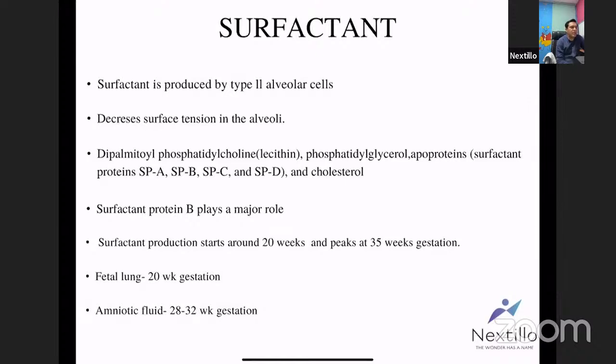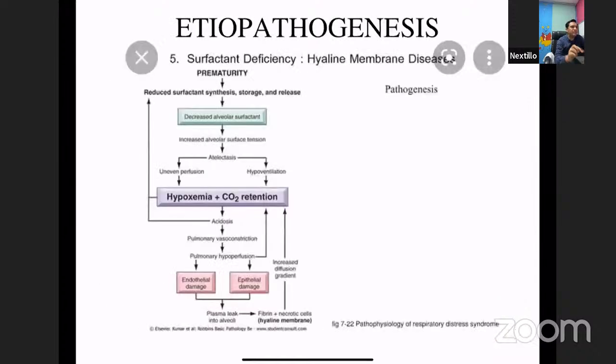Surfactant production starts around 20 weeks in the fetus, and it peaks at around 35 weeks of gestation. It has been asked in various MCQs, and it is a very important point to remember: it starts around 20 weeks and peaks at 35 weeks of gestation. In the fetal lung, surfactant is available around 20 weeks of gestation, and in amniotic fluid it can be seen around 28 to 32 weeks of gestation. So this was something about surfactant.